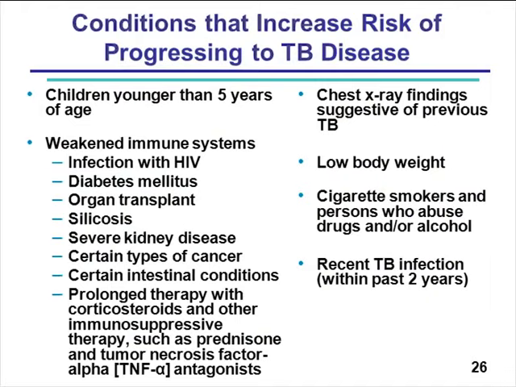Some of the conditions that increase the risk of progressing to disease once infected, I'll just highlight a few items. On the left, children younger than 5 years of age. Obviously, the immune system is not fully developed. Weakened immune systems: HIV, diabetes, certain types of cancer, any patient who is on immunosuppressive therapy. On the right-hand side, X-ray findings suggestive of previous TB, low body weight, and recent infection within the past 2 years. And cigarette smokers and persons who abuse drugs or alcohol.